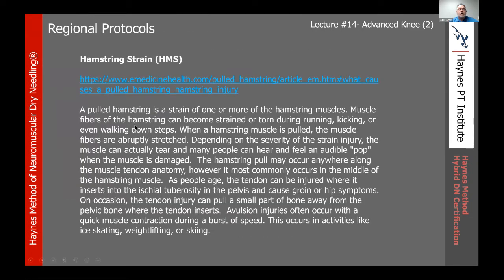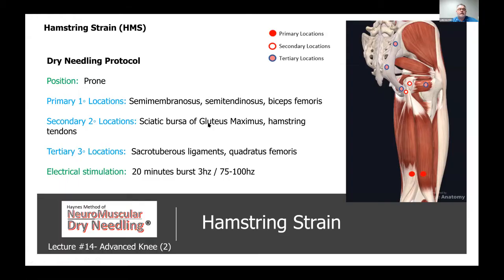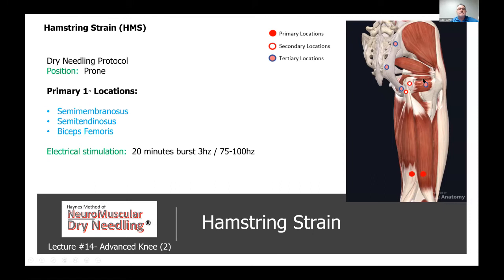So here, it's an article talking about hamstring strain. What we'll see with this is, slow down. So we have some issues where we can deal with the hamstring more proximally, and we talked about that a little bit when we did it through the hip. But here, our primary locations are going to be biceps femoris, and then semimembranosus and semitendinosus. Here, we're dealing with those more distally.